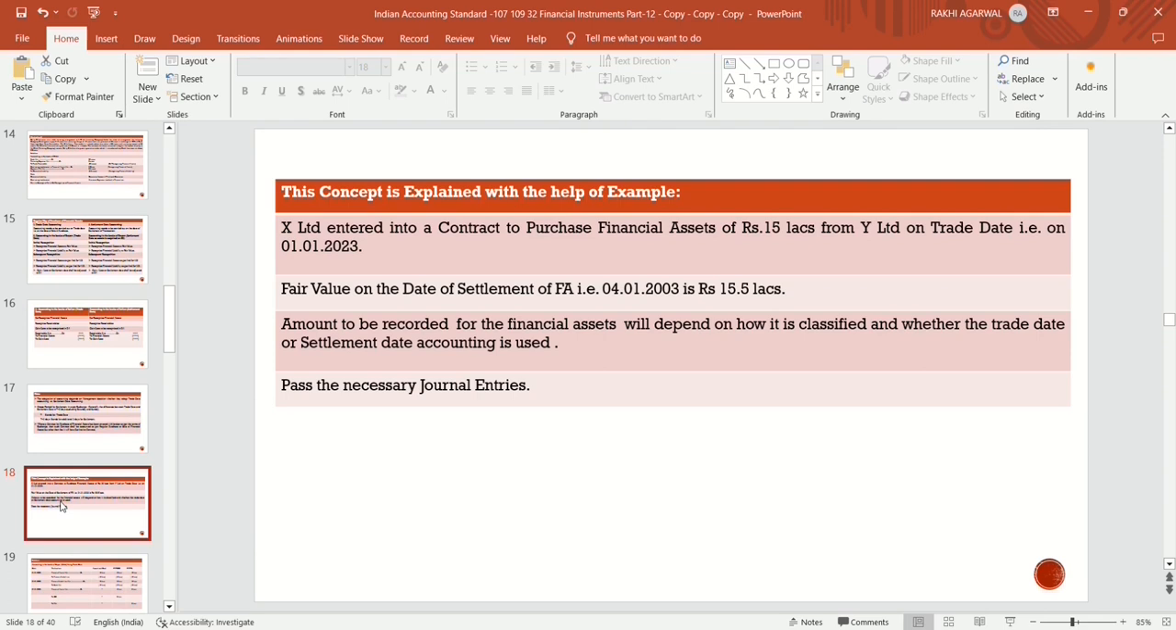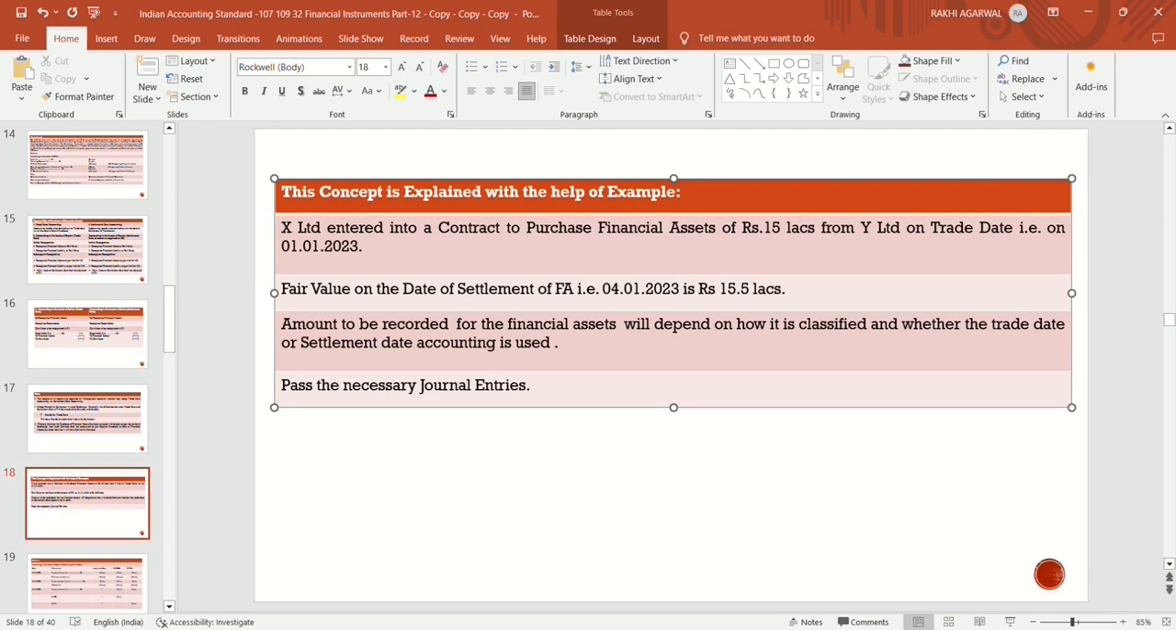Fair value on the date of settlement of the financial asset: 4th January 2023 is the date of settlement. The fair value on the date of settlement, that is on 4th January 2023, becomes 15.5 lakhs. The amount to be recorded for the financial asset will depend on how it is to be classified, whether trade date or settlement date accounting is to be used.